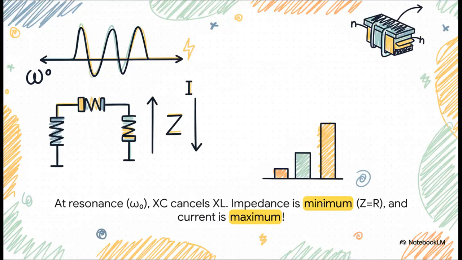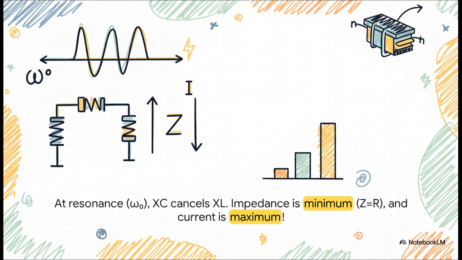At one very special frequency, which we call the resonant frequency, something amazing happens. The opposition from our lazy inductor becomes exactly equal to the opposition from our energetic capacitor. Their tug of war ends in a perfect tie. They completely cancel each other out. So what's left? Only the simple resistor. The total opposition, the impedance, is at its absolute minimum.